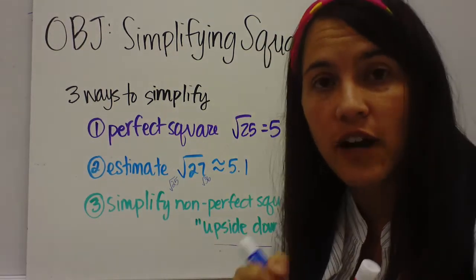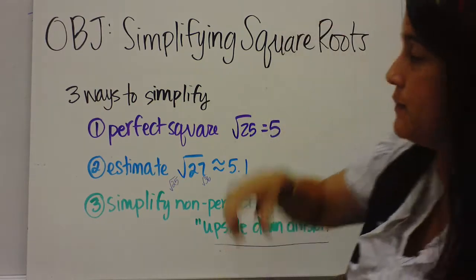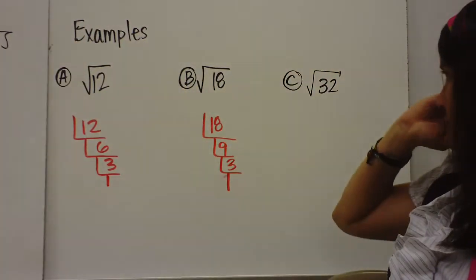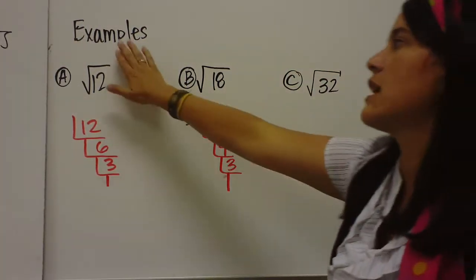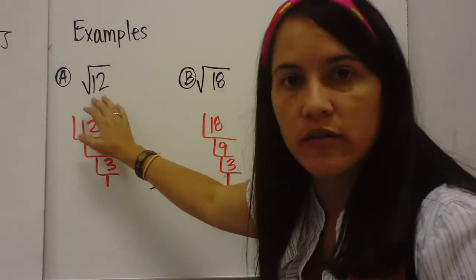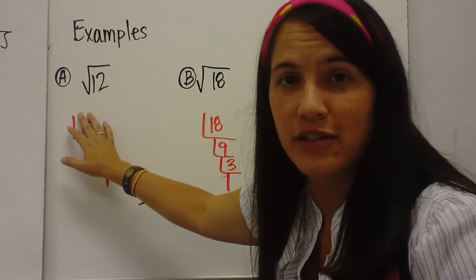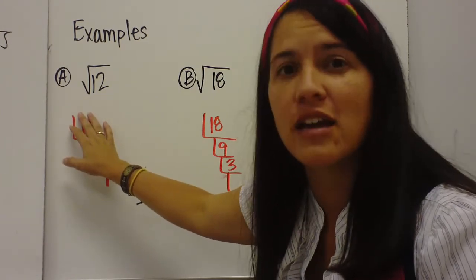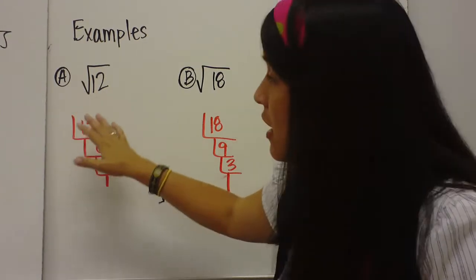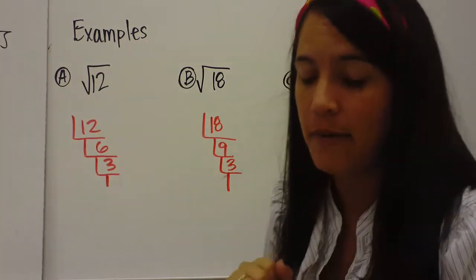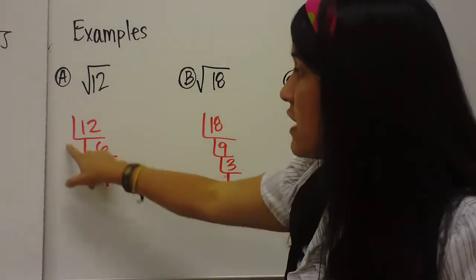So we're going to simplify square roots with upside down division. Alright, so some examples. Square root of 12. 12 is not a perfect square, so we don't know the answer. And we could estimate it to be about a decimal number, but I'm going to show you how to simplify it. Not estimate it, but simplify. So we use upside down division. You see I've already started it.